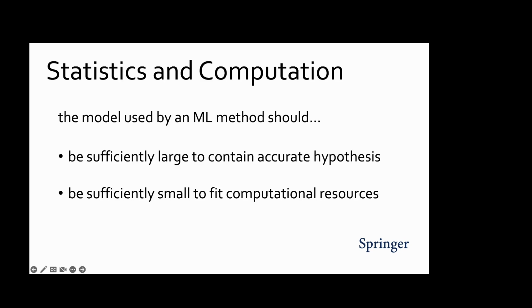From a statistical perspective, the model underlying a machine learning method should be large enough to contain at least one accurate hypothesis. In particular, if the relation between features and label of a data point is highly nonlinear, then the linear model might be too small. On the other hand, larger models typically require more computational resources. Thus, from a computational perspective, the chosen model must be sufficiently small to fit the computational resources of the machine learning application at hand.